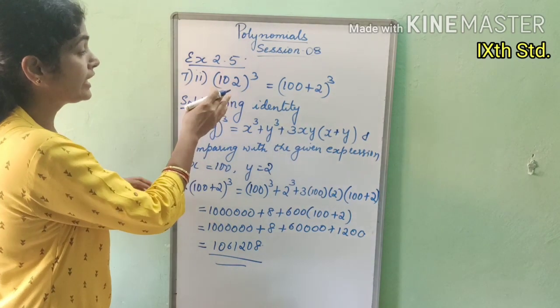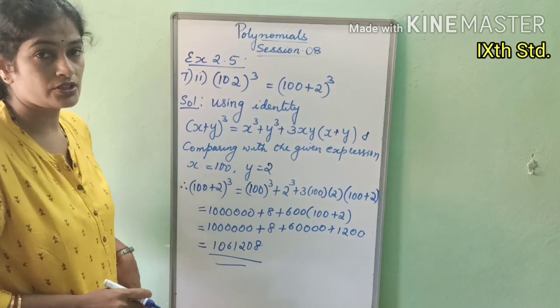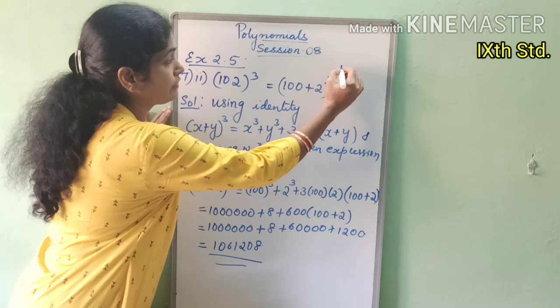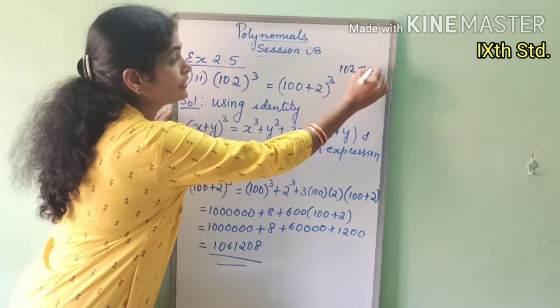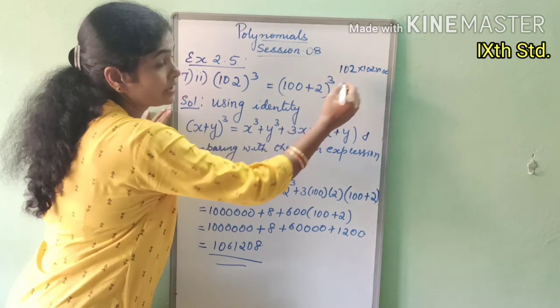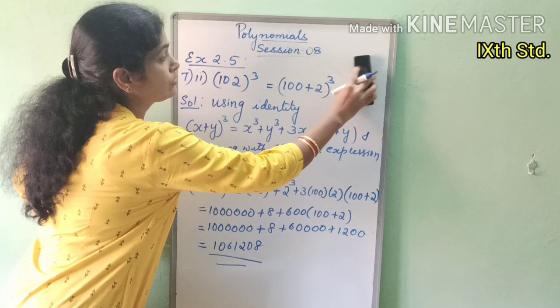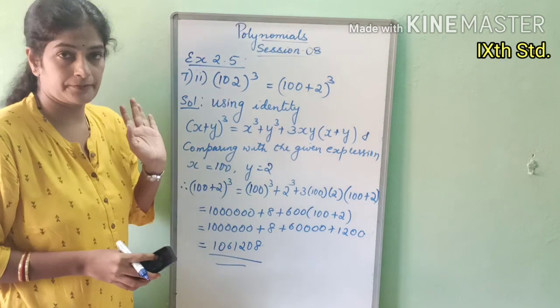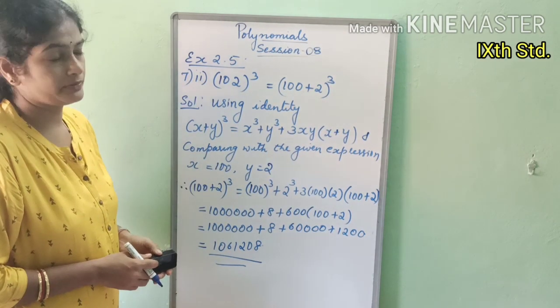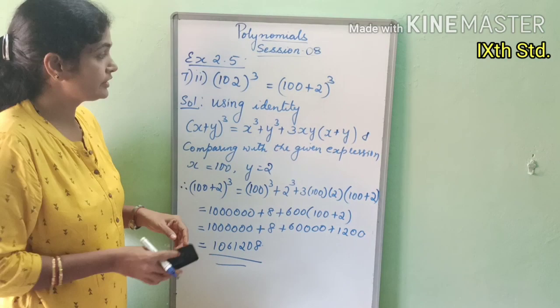If you use the identity, the calculation is simplified. Otherwise, you are multiplying 102 into 102 into 102, three times, so much multiplication. Somewhere we may go wrong. So it is better to use the identity. This will be the easier way. Then we'll move on to the next question.